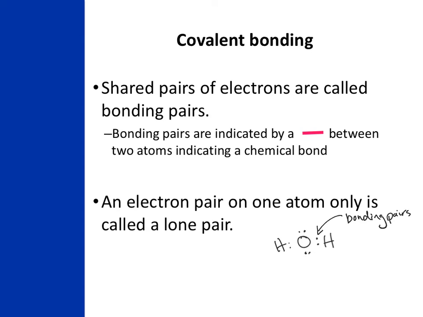Now you can also see that there's two other sets of electrons that are not shared between the two atoms. They're sticking off to the side there of that oxygen. Those are known as lone pairs of electrons. You may also hear them called non-bonding pairs.